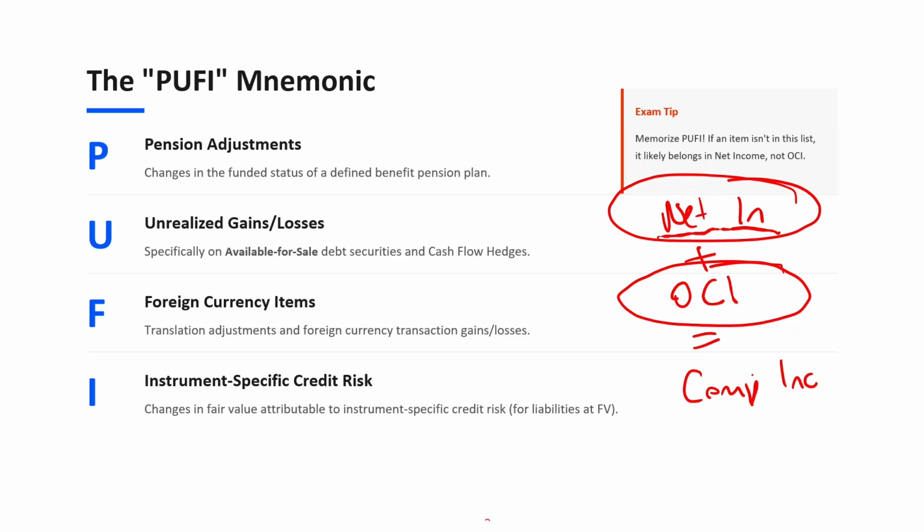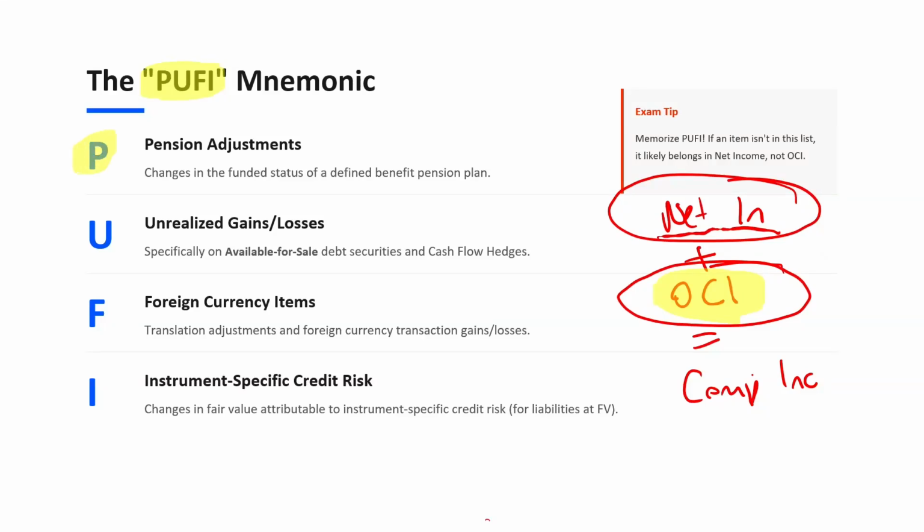So the easiest way to remember them is the PUFI mnemonic. If an item is in this mnemonic, it goes to other comprehensive income. If it is not, it goes to net income. That could be an easy way to remember them. So what's going on here?